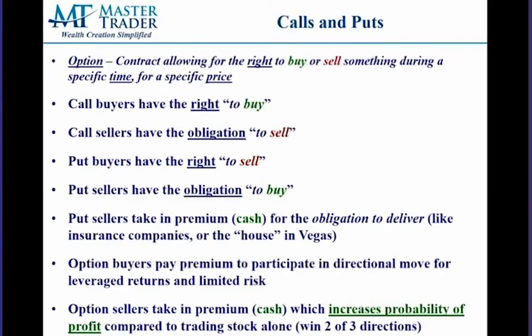They take in premium, the amount of money you buy with the call option, the extrinsic value goes into their pocket as pure profit, and all they're giving up is the obligation to sell at the agreed upon strike price. Put buyers have the right to sell, not to buy, so that's a bear strategy in a downtrend.